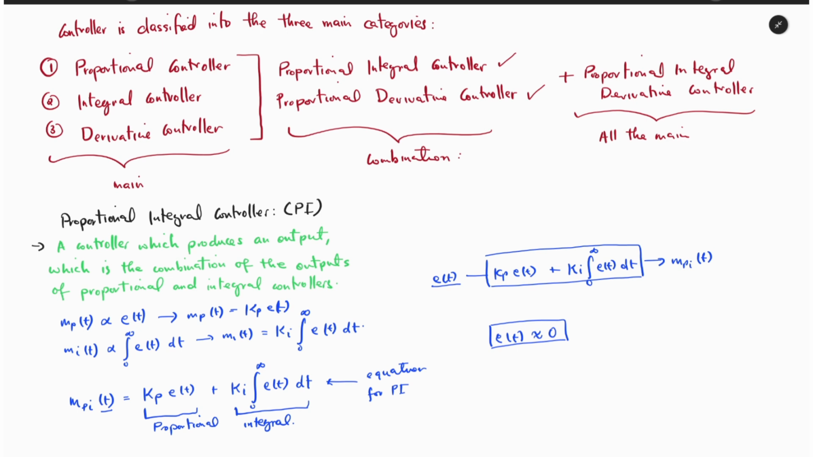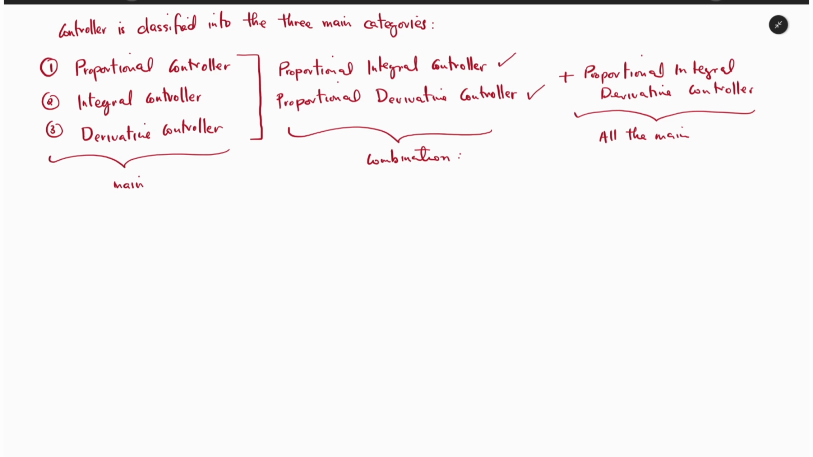So both the proportional and integral controller take the same input, ET, which is the error signal. And after processing the error signal independently, they are added together to produce the output signal that will control the plant or the actuator. In some other cases, the MPI, which is the output of the PI controller, can also be regarded as an actuating signal, and this actuating signal is responsible for actuating the plant.